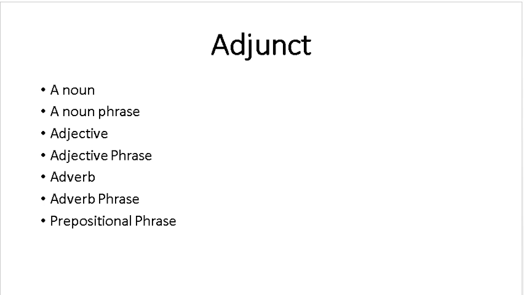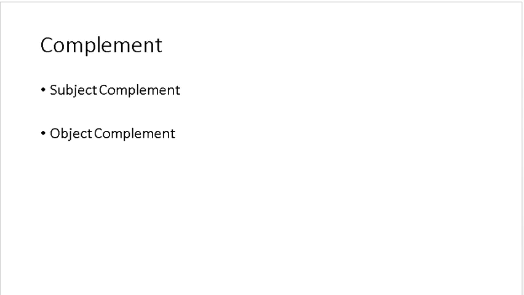Adjunct or modifier may be any of these, or maybe more than these as well. But complement, which we have already discussed, is a necessary part of a sentence. It may be only a noun or adjective. We will discuss in detail later on. First, we would like to talk about different kinds of complements. So one is subject complement and the other is object complement.